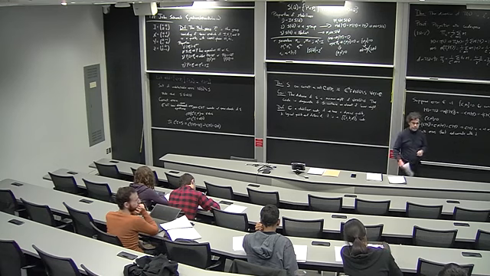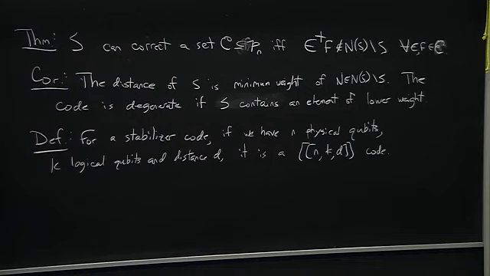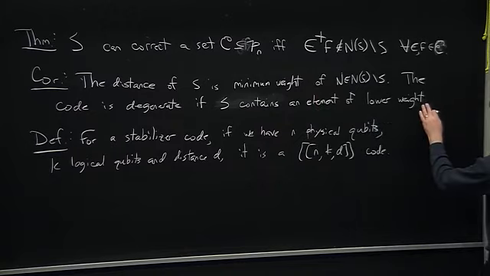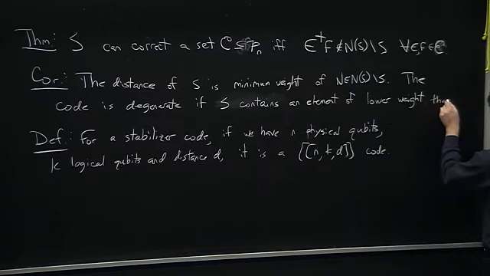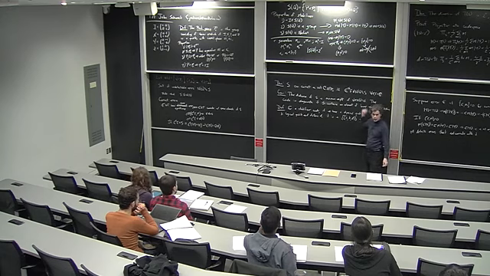Just a quick question on the correlation. Sorry, on which one? The second part. The code is degenerate if it contains an element of lower weight. Then which weight? The minimum? Then the distance, let's say. Which is also the minimum weight of something in N of S minus S.